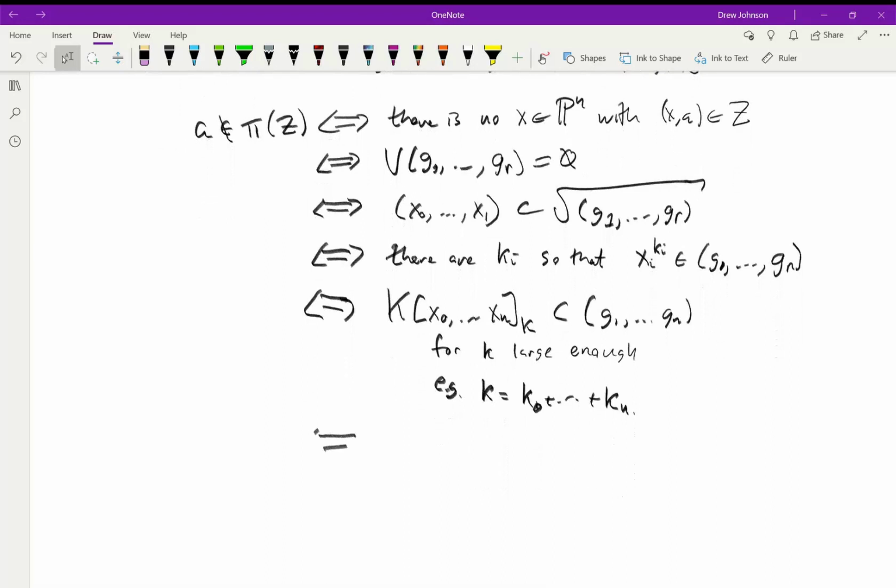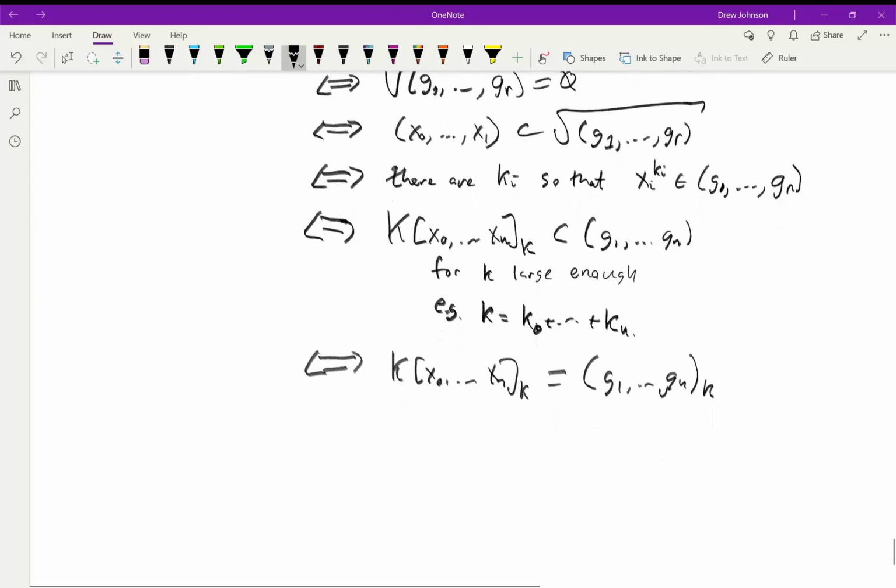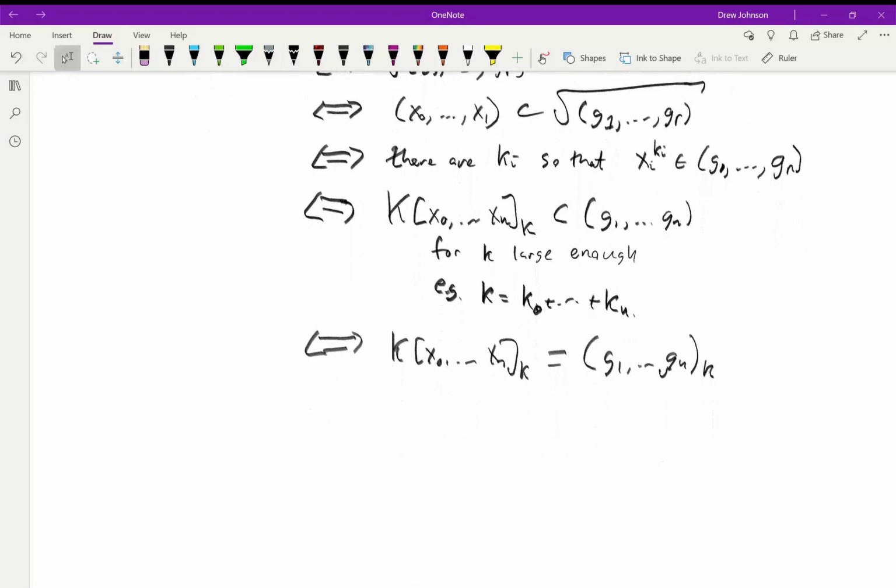Okay, and this is the same as saying that the degree k homogeneous part is equal to the degree k homogeneous part of this ideal. Because if you're taking the degree k homogeneous part of an ideal, I just mean that I'm intersecting with k[x0 through xn] sub k. So that's clear.